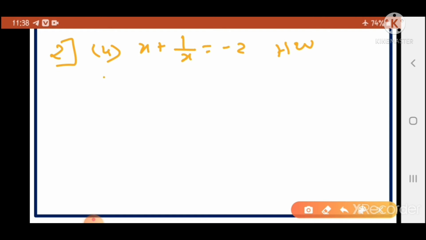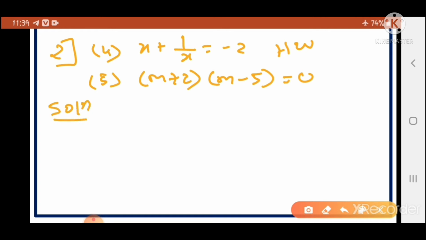One more sum I will do here, the fifth sum, that is m plus 2 into m minus 5 equal to 0. Now you have to solve this fifth sum right now, and we have to discuss whether this equation is a quadratic equation or not. Okay, so let us solve this, m plus 2 and m minus 5 equal to 0.